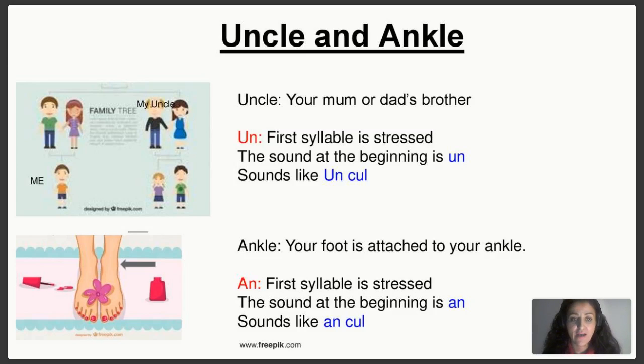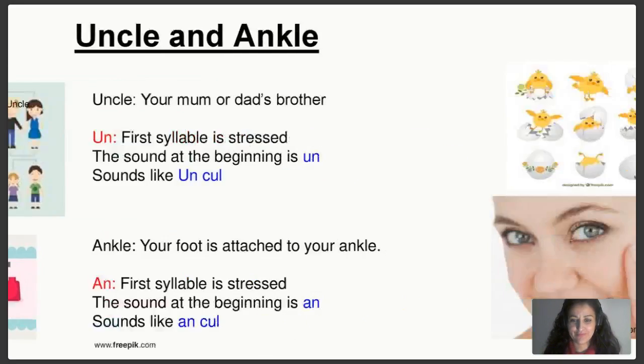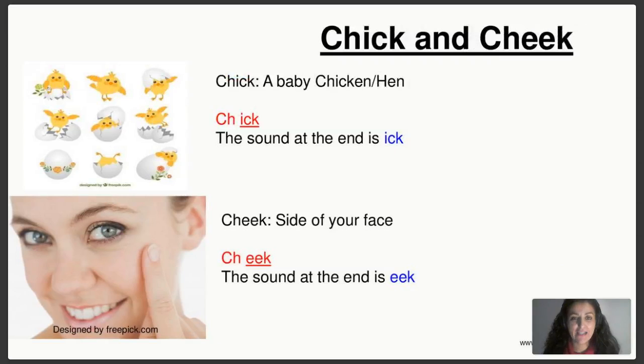Tongue at the bottom of the mouth. And then ang. The mouth is wide and big. Ankle, which is your foot that is attached to your ankle. So again, the first syllable is stressed, but the sound at the beginning is an. Sounds like ankle. So think smaller in uncle, wide in ankle. Uncle, ankle. Sorry if I look strange with my mouth.